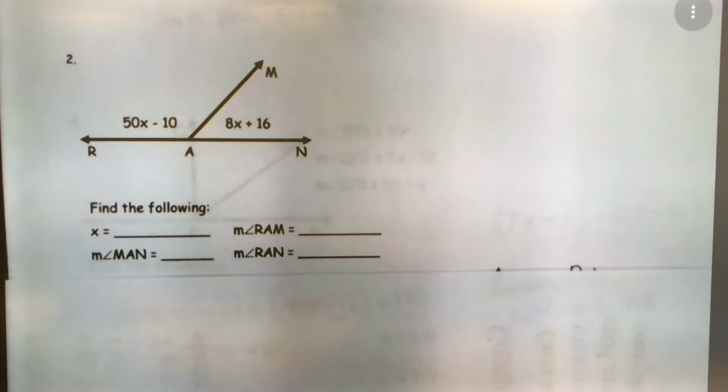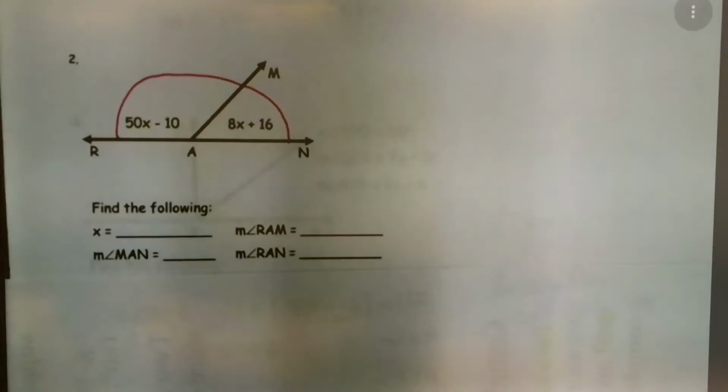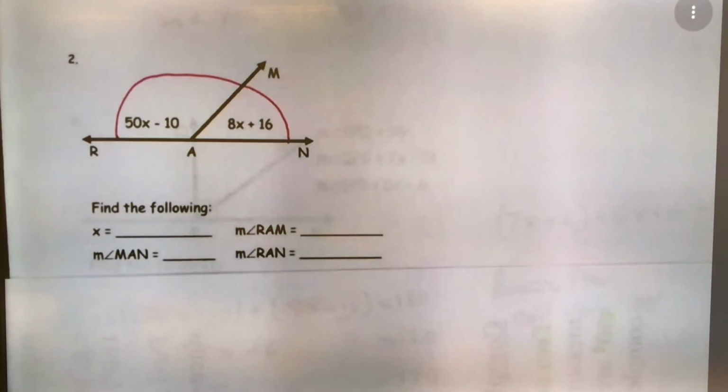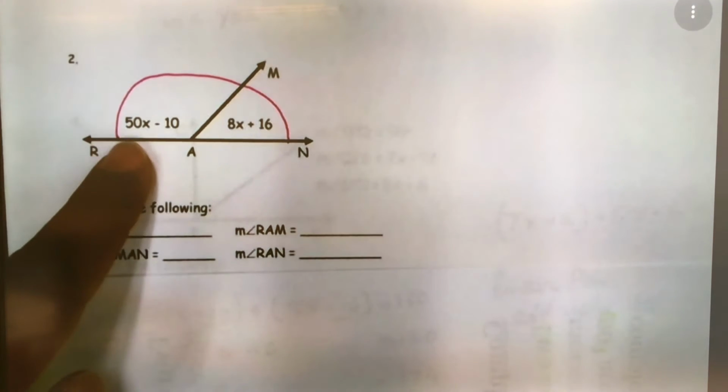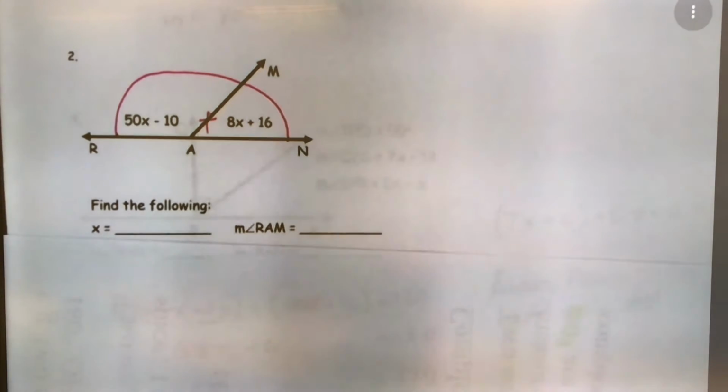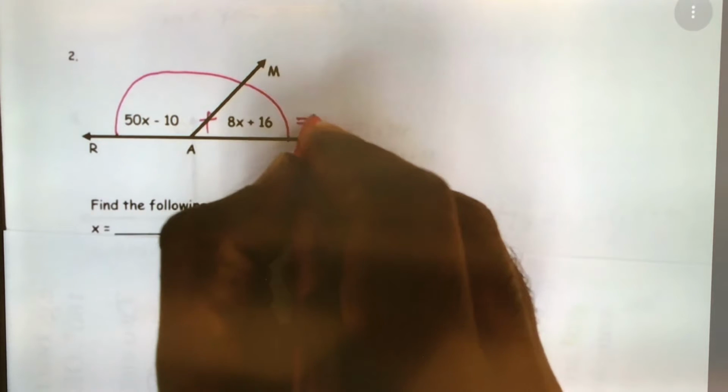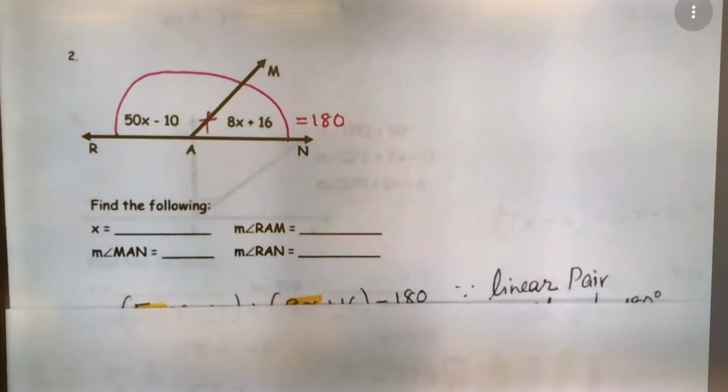I need to solve for x and find the measure of each angle. I think you may be able to say what type of angles they are. Yes, you are correct. These two angles are adjacent and they add up to 180, so they are linear pairs. Since they are linear pairs, they add up to 180. So I can write 50x minus 10 plus 8x plus 16 is equal to 180, because they are a linear pair.